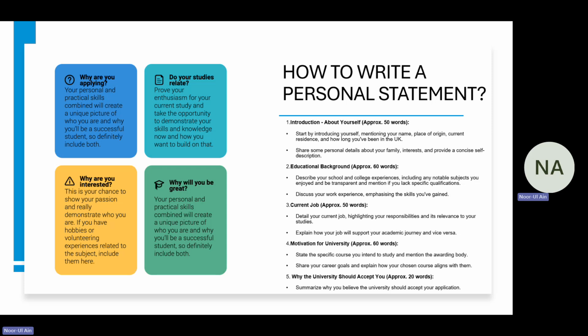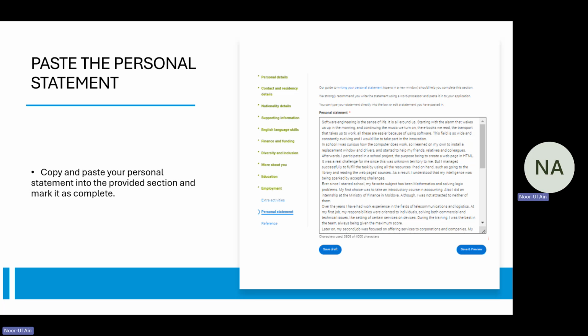Thirdly, please request the applicant to discuss their work experience and detail their current job, highlighting the responsibilities and its relevance to the course of study applied for, and explain how their job will support the academic journey and vice versa. Please ask them to clearly state the specific course they intend to study and mention the awarding body name. Please also share your career goals and explain how the course aligns with them. So once you have written your personal statement, please make sure you copy and paste your statement into the provided section and mark it as complete.